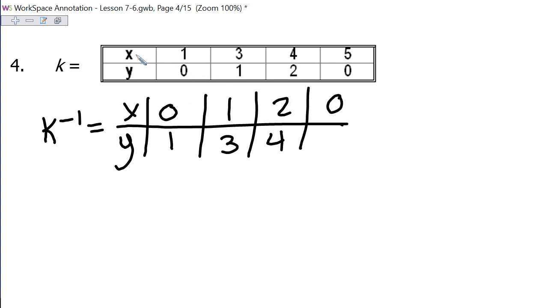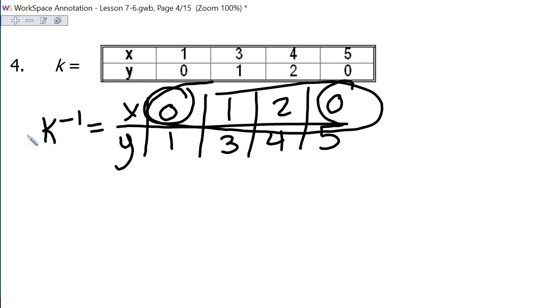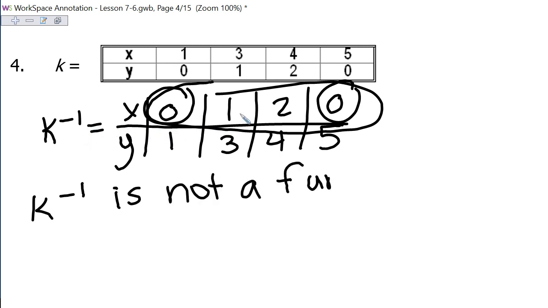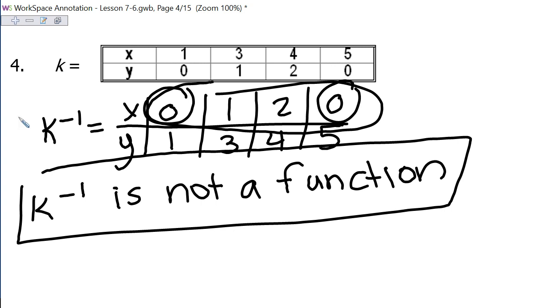Now looking at the x's, did any of those repeat? 0 repeated. So if an x value repeats, is it a function? No. So we need to state that k inverse is not a function. Okay, so that's part 1. Part 2.